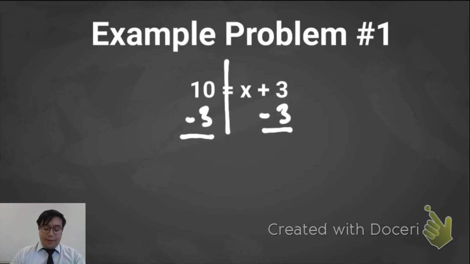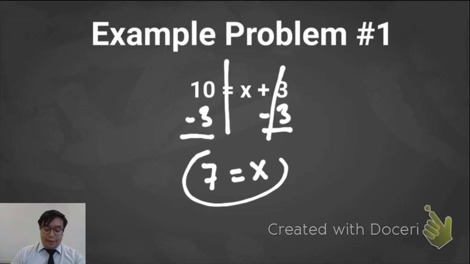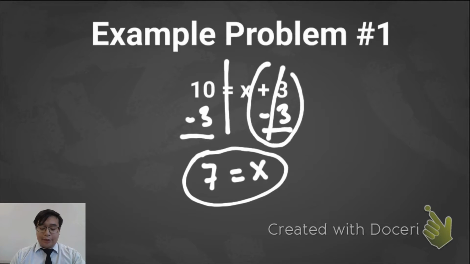Okay? Now, let's solve this equation. Plus 3 and minus 3, those are opposites, so these are going to cancel each other out. So all I'm left with is x. And then on the left side, 10 minus 3, that's going to be 7. So the answer to this is going to be x equals 7. Okay? So remember, adding and subtraction, those are opposites. Those are going to cancel each other out.